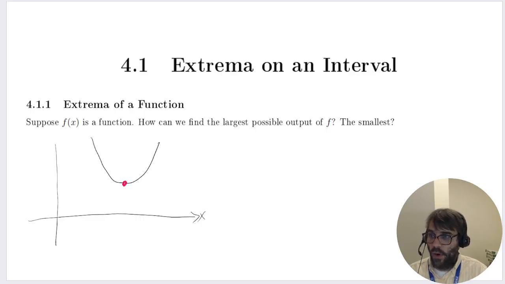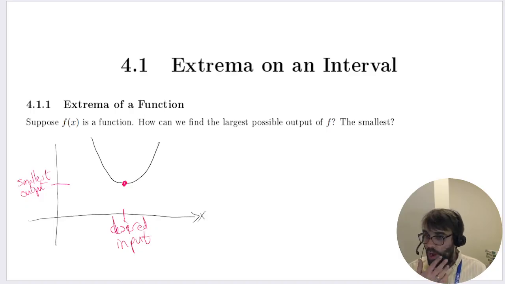We're looking for this output. This is the smallest output that we're going to get. That's the output that we're going to look for. We're also going to be looking for the input that gets us there, the desired input, because we want to figure out, how do you get the smallest output there?